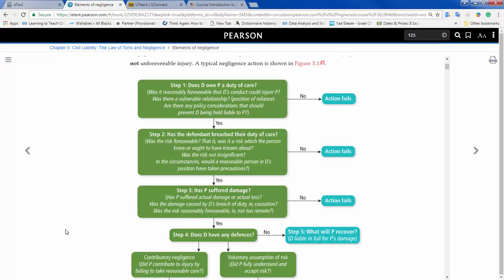The second question is, was there a vulnerable relationship, a position of reliance? The third one is, are there any policy considerations that should prevent D being held liable to P? So these are three questions we go through in order for us to establish the first element, which is, does the defendant owe the plaintiff a duty of care?